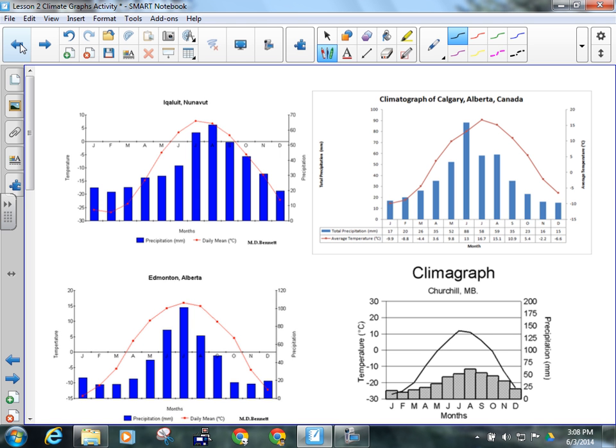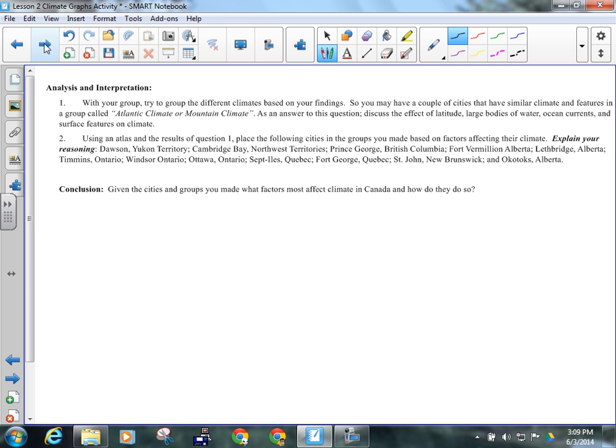They just don't fit together. But Edmonton and Calgary, they've got a lot of similarities. Temperatures are close, precipitations are close. It would seem reasonable that those two should probably go in a group together. You guys follow the thought process here? So you name those groups, and then you have to explain why you think they go in a group together as part of analysis question number 1.